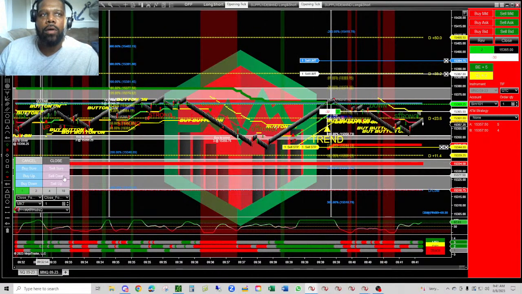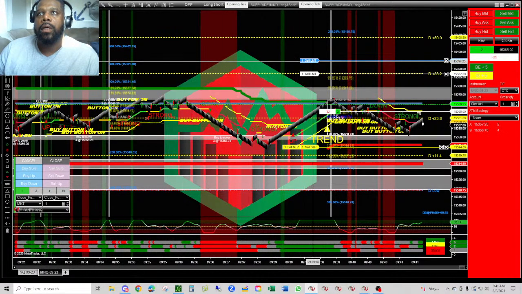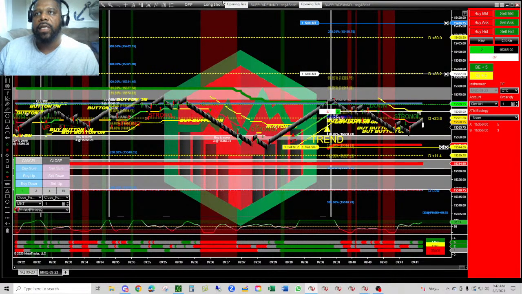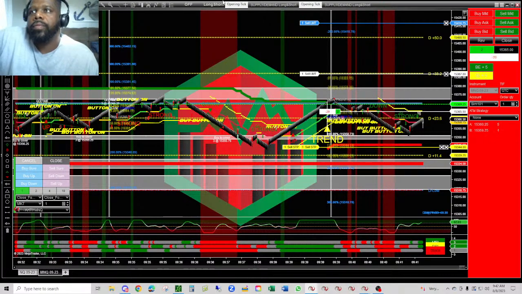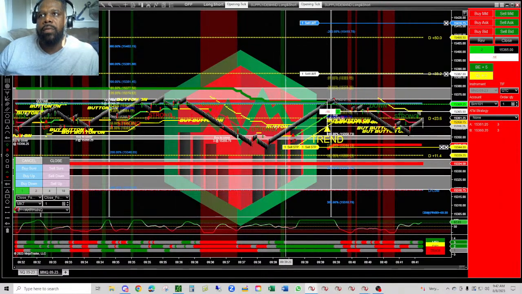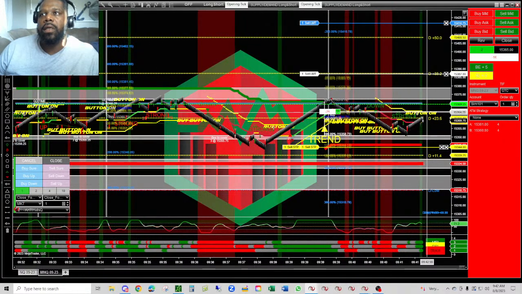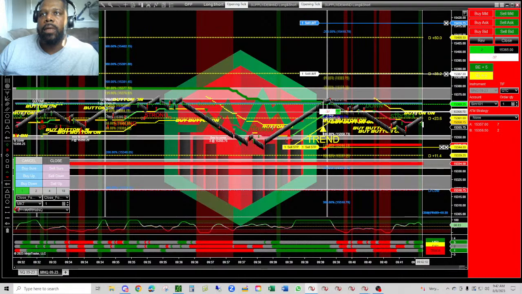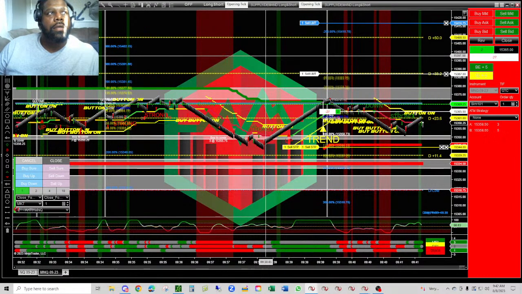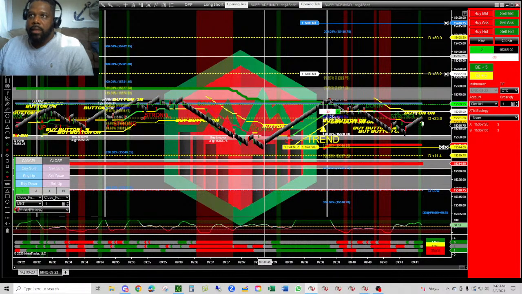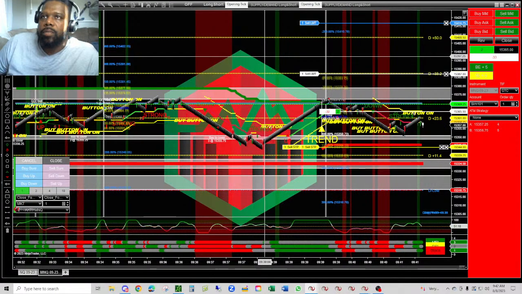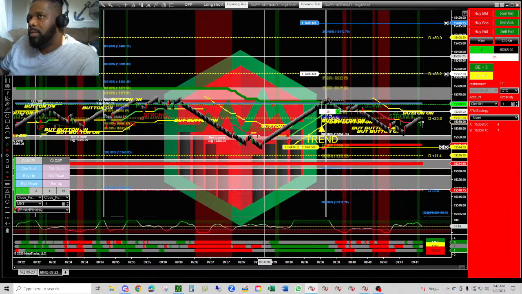I have a trail on here of when it hits 50 ticks, it's going to lock in profit on its own. But you can see that they're really struggling to get up any further. But like I say, we're going to speak targets into existence. You know what I mean? They're going to get where they need to go.